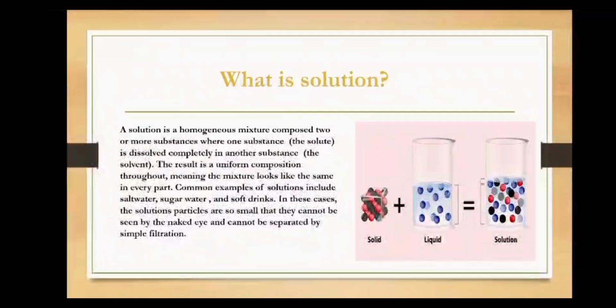What is solution? A solution is a homogeneous mixture composed of two or more substances where one substance, the solute, is dissolved completely in another substance, the solvent. The result is a uniform composition throughout, meaning the mixture looks the same in every part. Common examples of solutions include salt water, sugar water, and soft drinks.